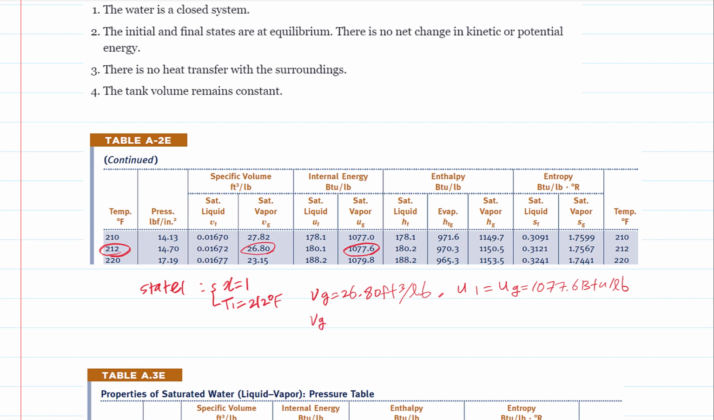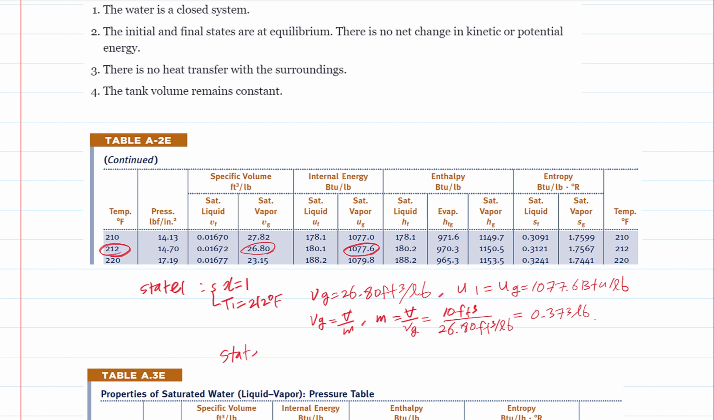Specific volume is defined as volume over mass. The mass of the system can be calculated with the knowledge of volume and specific volume. Volume is 10 cubic feet. Specific volume of the saturated vapor. So the mass of the system is determined.